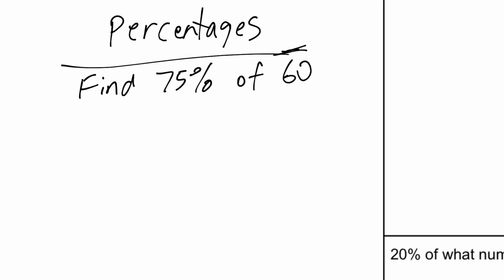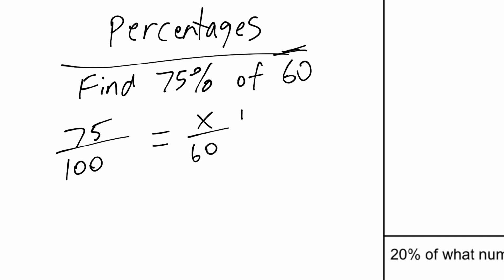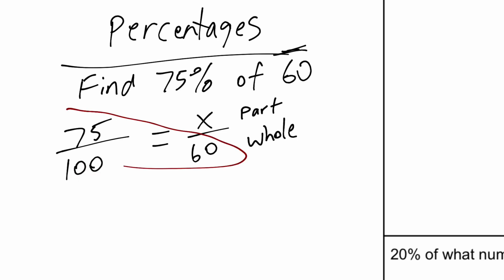We start with basic part whole percentages. So if I wanted to find 75% of a number, I can think of 75 as a ratio, 75 per 100. And I can compare that to some unknown value out of 60. So the unknown value is the part, the 60 is the whole. The 75 is the percent out of the whole, 100. And from there I can cross multiply to find the answer. 75 times 60 is equal to 100x.